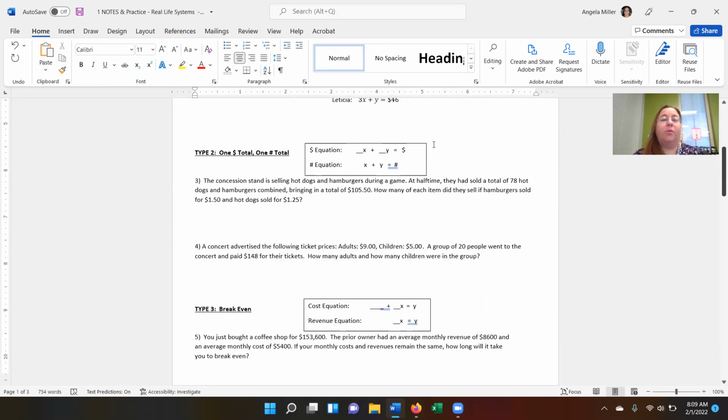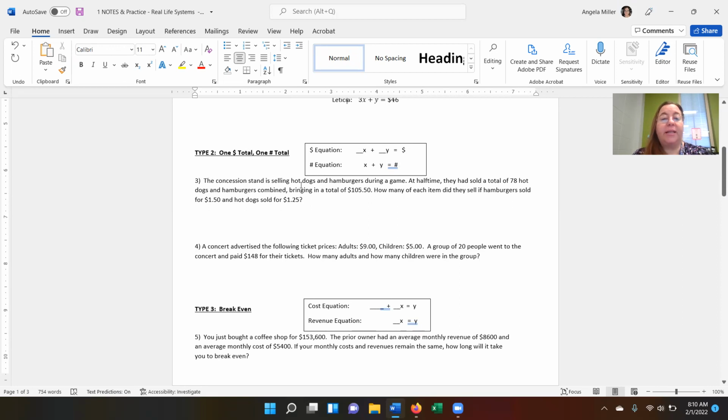All right, so let's go ahead and move on to type 2. So for type 2, this is going to have one that has a dollar amount in the total and one that has a number in the total. So you can see here something x plus something y equals a dollar amount. And then in the number equation, something plus something equals the number. Okay, so let's see what that means. So we read through the equation first.